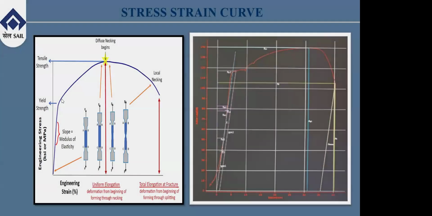And again, this slide will give more clarification. As soon as the testing is started, from here until here, the material is just elastically deformed, and after that, it will get permanently deformed. Again, the stress will increase until this point. Here is the maximum load. This will give the UTS, and after that, fracture will occur.